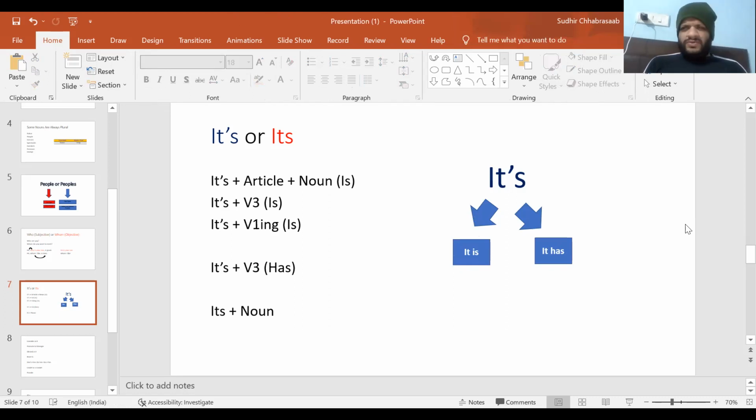To use which one? It's all about the conventions. It's no rocket science. You have to say "it is a car", you know, it is, article and noun. Noun means name. So here, it's a car, so it is. Article, noun: is. "It's done" is "it is done", so V3: is. "It's going" is "it is going". You cannot say "it has going".